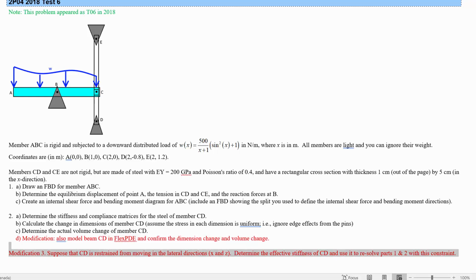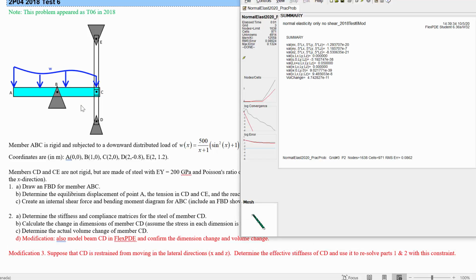Then we used the analytical result for what the effective stiffness should be if you have 2 axes fixed on this object, given its Poisson's ratio, to redo the first part of the problem with a different effective stiffness for CD. Used that information to find out what the new stress would be on this object, and then analytically calculated what the new volume change would be, and confirmed that with FlexPDE by applying that new stress directly and fixing both the close and far side in X and the close and far side in Z.